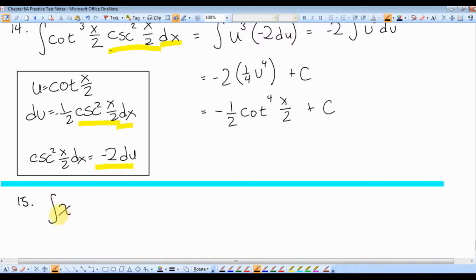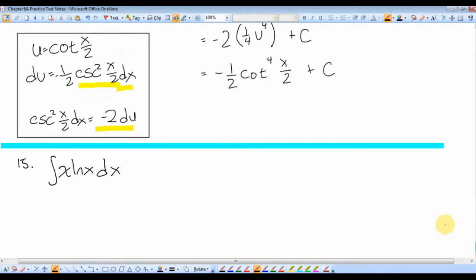Antiderivative of x natural log of x dx. Can we do a u-substitution? No. We can use, wait a minute, integral by parts. What should u be? X? Natural log? Oh, yeah. u should be the natural log. Okay.